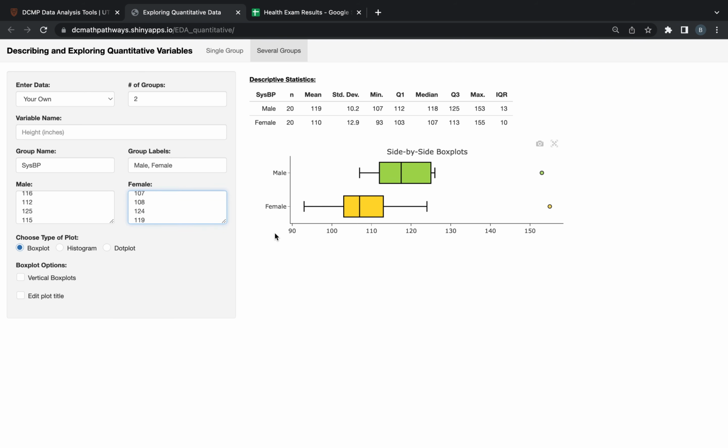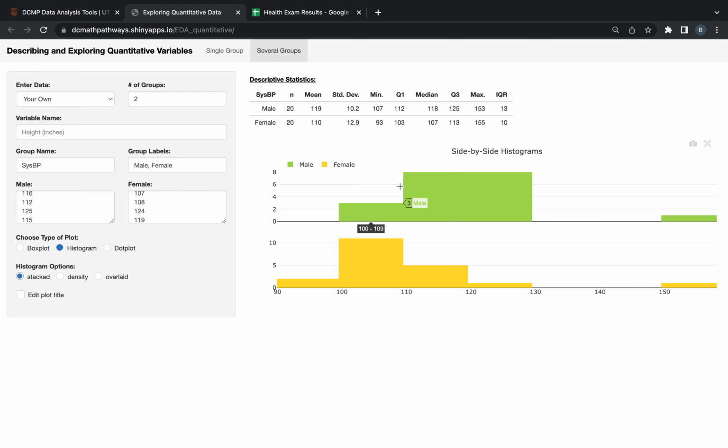And that is pretty much it for these. If you had more groups, you can change the number of groups. If you wanted to see histograms, you can put them in histograms. And you can still see that majority down here for women, and higher for men. And that is how you do descriptive statistics using the data analysis tool.